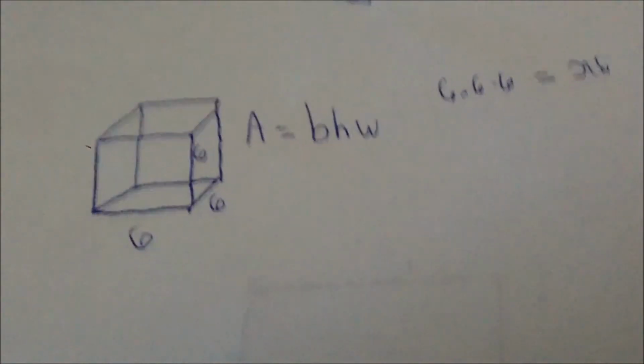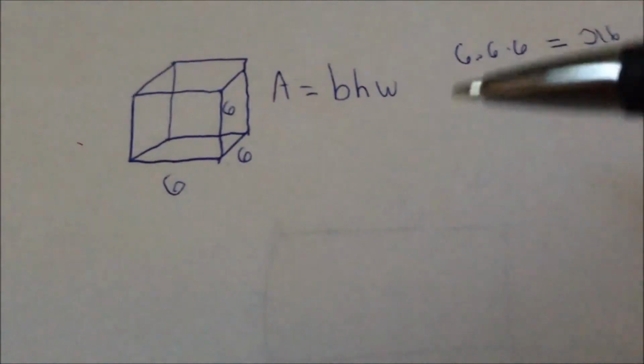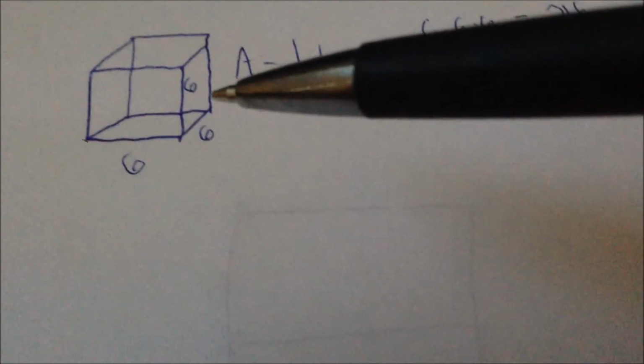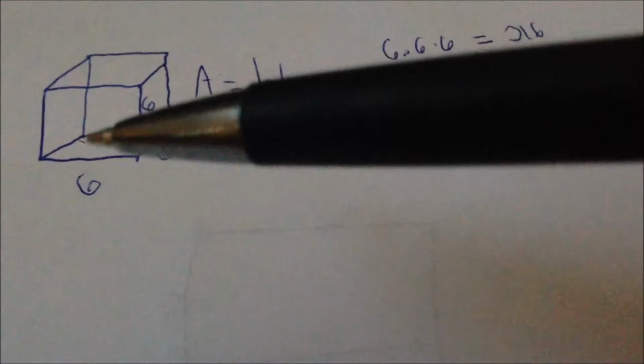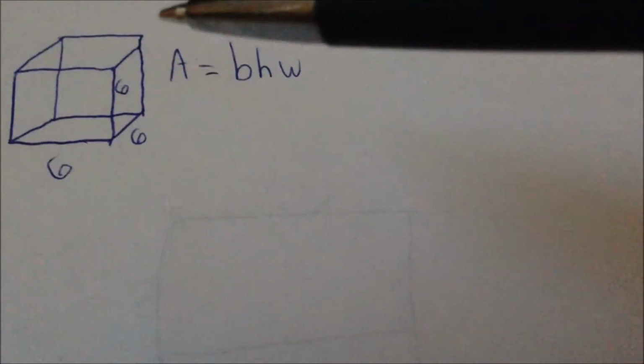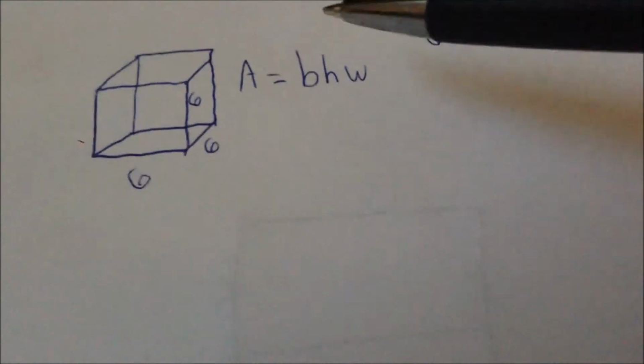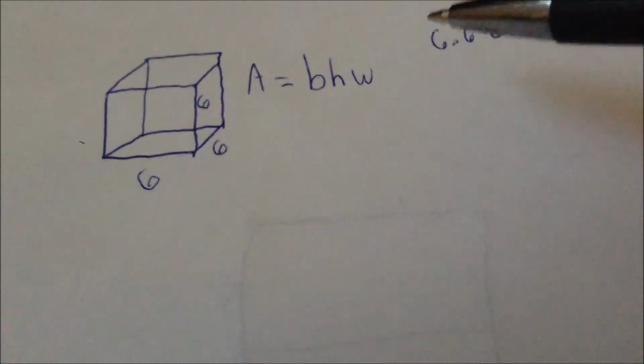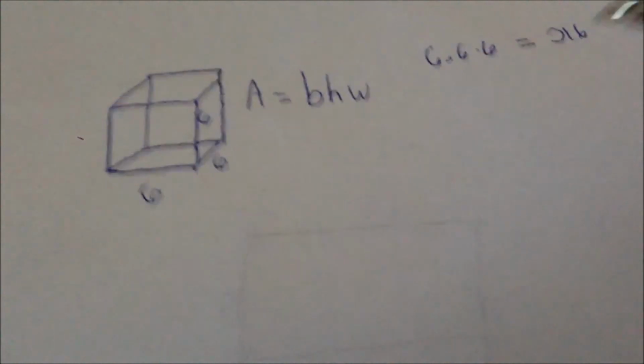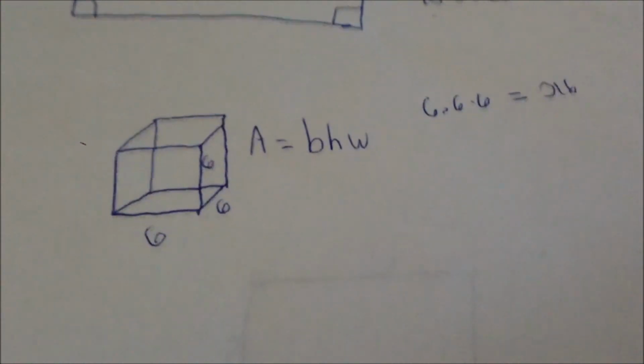Cubes are very similar to squares, except they're three-dimensional. Each side will equal the same. But the difference between a square and a cube is that a cube has a base, a height, and a width. The way to find the volume is base times height times width, which is 6 times 6 times 6, which is 216.